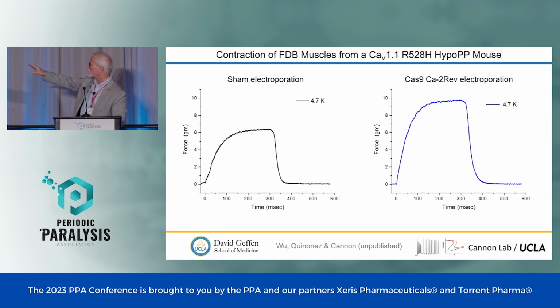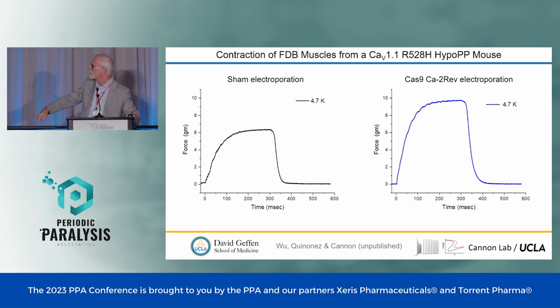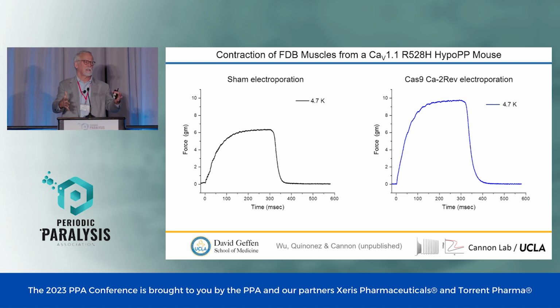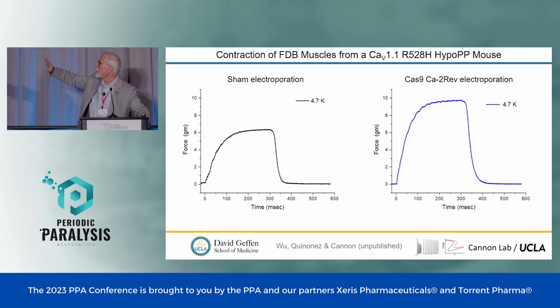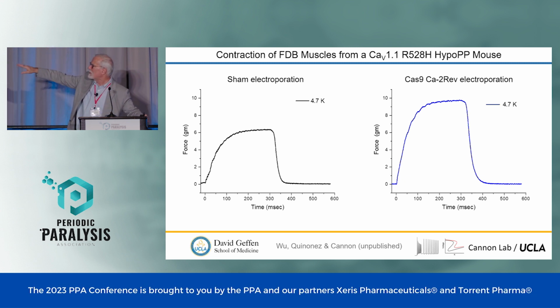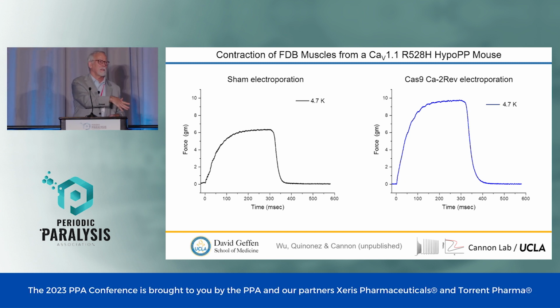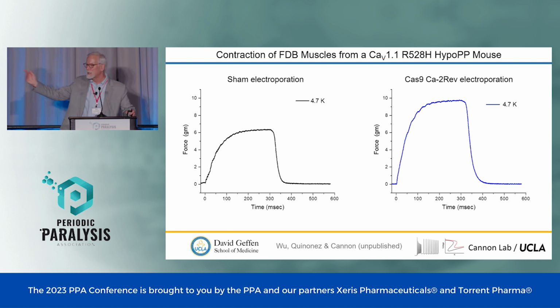So here's the first one. We have this hypo-PP mouse. We introduced our molecular tools with CRISPR to destroy the mutant, the bad copy, the R528H copy. And what you're seeing here, each of these traces is force, muscle force, on the vertical scale, and time. What you're looking at is a twitch. The muscle contracts and relaxes because we've stimulated it. We're stimulating it maximally in normal potassium. What you see in black on the left, sham, means that's the other foot from the hypo-PP mouse where we didn't do this therapy. And it can still generate some force in normal K.